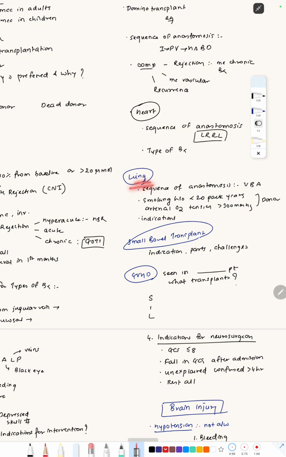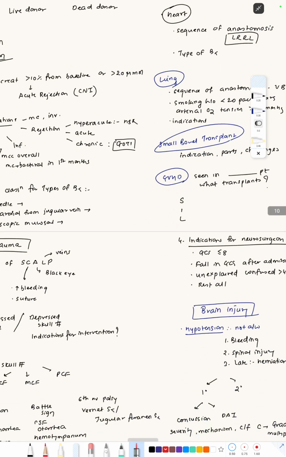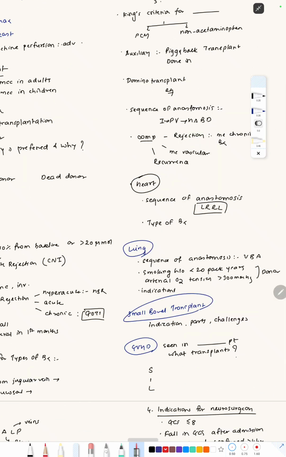The lung transplant, the sequence of anastomosis is VBA, that is pulmonary vein, then bronchi, and then the pulmonary artery. Who is considered to be a donor for lung transplant? A person having a smoking history of less than 20 years or arterial oxygen tension of more than 300 mmHg. Indications for lung transplant are cystic fibrosis, interstitial lung disease, COPD or emphysema, or it can be pulmonary hypertension.